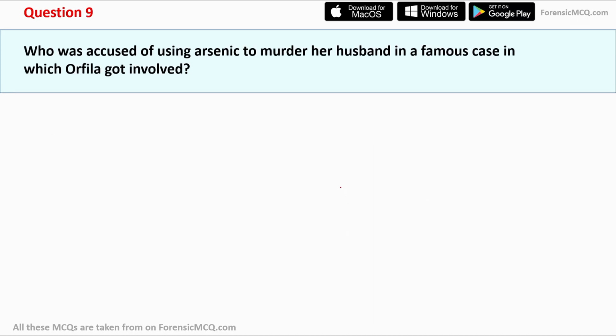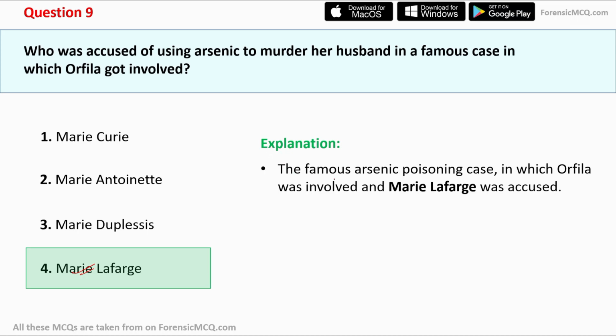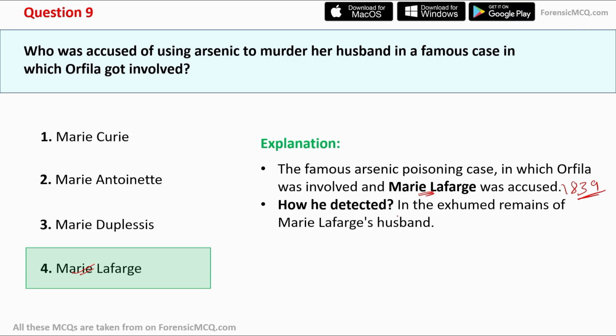Now, let's move to question number 9. Who was accused of using arsenic to murder her husband in a famous case in which Orfila got involved? Options are Marie Curie, Marie Antoinette, Mary Duplessis, and Marie Lafarge. The correct answer for this question is Marie Lafarge. Now, let's check the explanation part. The famous arsenic case in which Orfila was involved was that of Marie Lafarge, in the year 1839. So, how did he detect it in the exhumed remains of Lafarge's husband?